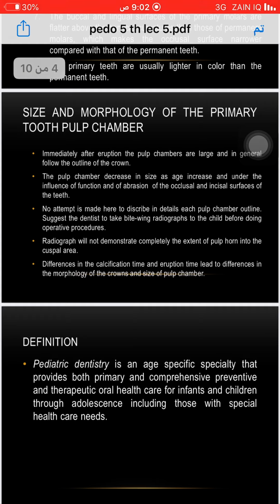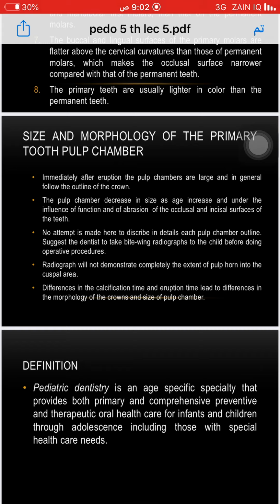The size and morphology of the primary tooth pulp chamber: immediately after eruption, the pulp chamber are large and in general follow the outline of the crown. The pulp chamber decrease in size شوكت نصير increase in age and under the influence of the function يعني mastication, for example, abrasion of the occlusal and incisal surface in teeth بالaging. فالpulp chamber دائما يكون larger.